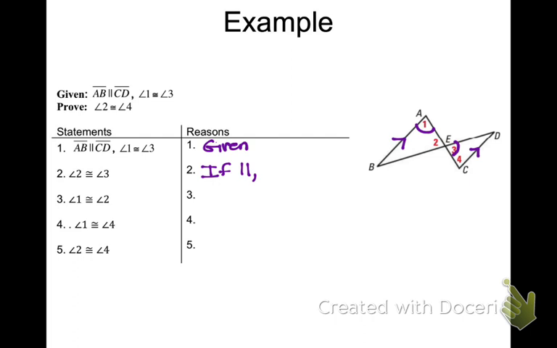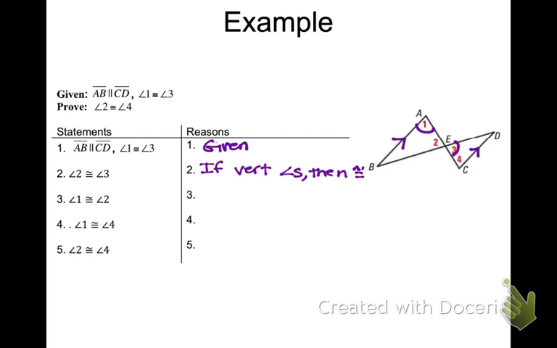Oh, this is nice. The left side's already filled in for us. Why? Oops, we're not at if parallel. I didn't even pay attention. Why are 2 and 3 congruent to each other? They're vertical. Good. I was jumping the gun. So if vertical angles, then congruent.